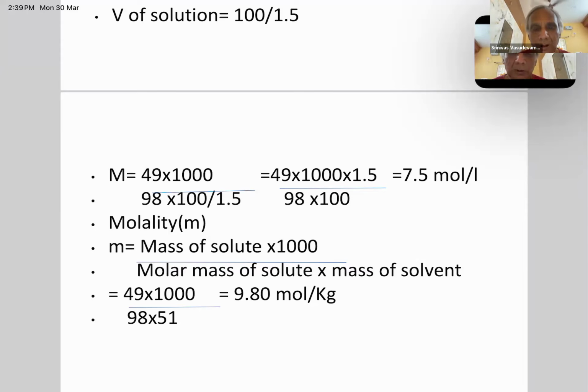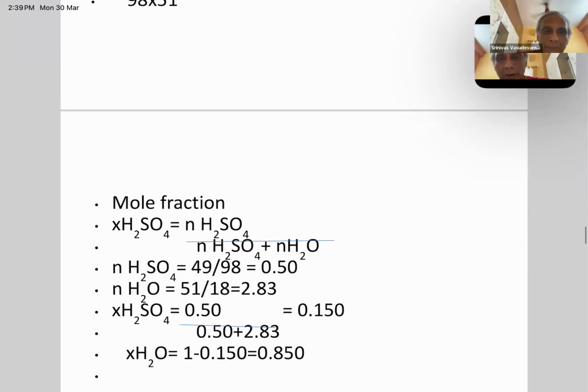Molality is mass of solute by molecular mass of solute into 1000 by mass of solvent. 49 by 98 into 1000 by 51, which is 9.80 mole per kilogram here.